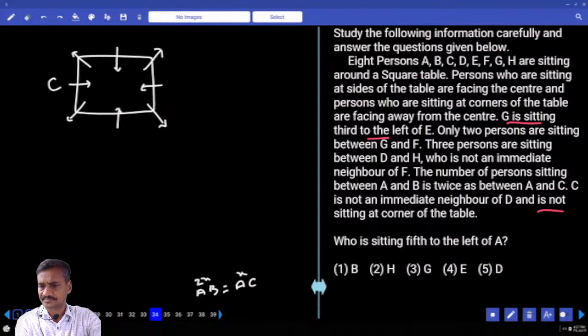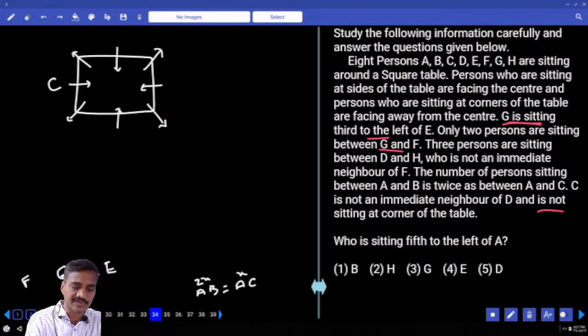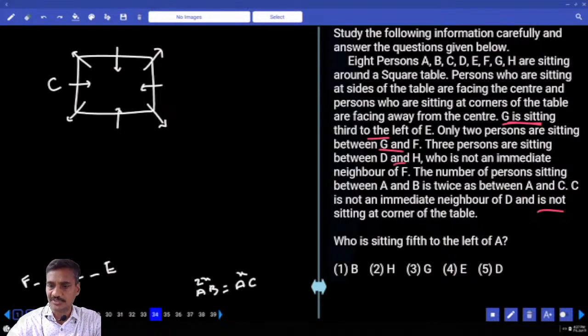Then the next one. Only 3 persons in between D and H. Now how many persons are in between D and H? There must be exactly 3, isn't it? G is sitting south to the left of E, meaning one at the corner, one at the center. And only 2 persons are between G and F. With 2 persons between G and F, F must be like that. There are 2 persons between F and G, and again 2 persons between G and the next. Clear? Then 3 persons between D and H.